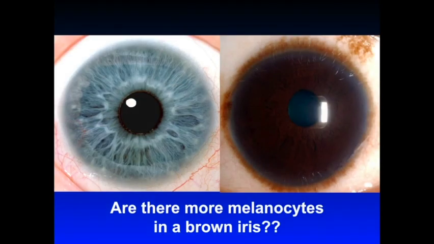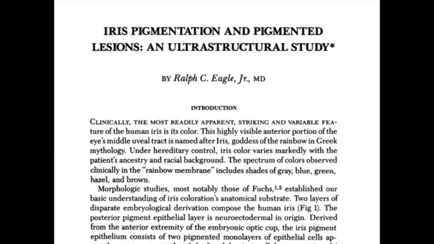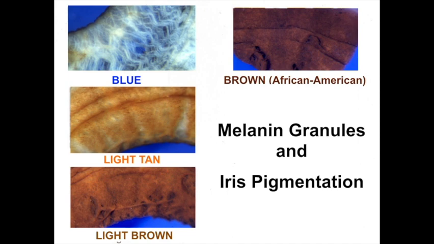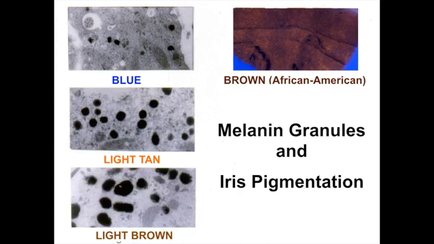In the past, some authorities thought that there were more melanocytes in darker irides. Histologic studies suggest that all irides contain a similar number of melanocytes. In my thesis for the American Ophthalmological Society, I examined a series of different colored irises using electron microscopy. I found that the size and number of melanin granules increases as the iris becomes darker.